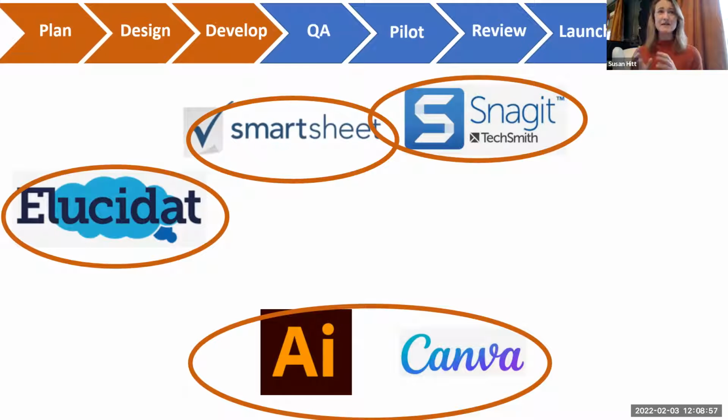It does translation. So for us, we're a global company. And, oh, I might have frozen. My internet is a little unstable. But we're a global company, so we need to be able to translate our e-learning. So Elucidata is great for that.